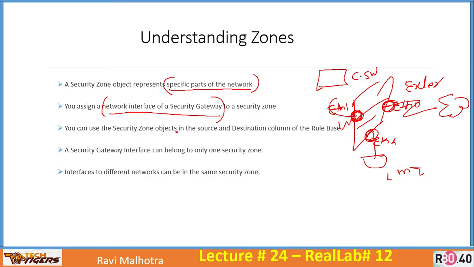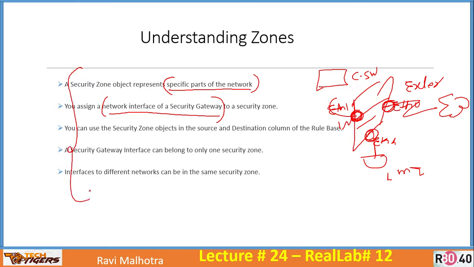You can use security zone objects in the source and destination column of a rule base. A security gateway interface can belong to only one security zone. Interfaces to different networks can be in the same security zone, right? So that's the basic understanding of zones, guys.